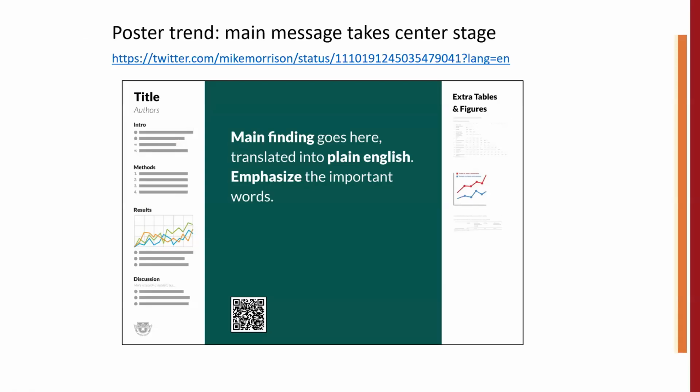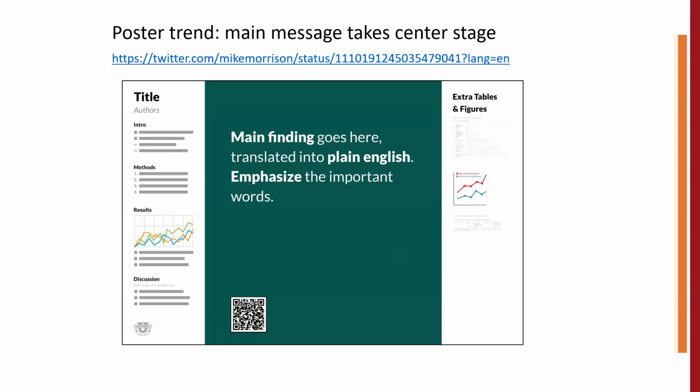We're often seeing more posters like this where that core message is center stage, right here in the middle, and then the supporting information is off to the sides, maybe smaller, or maybe links to more information there. This can be challenging, but it's a good way to think about what is your main message and what do I need to support it.